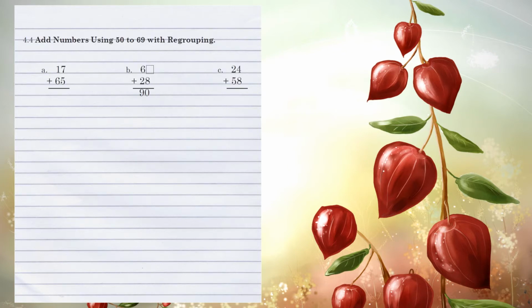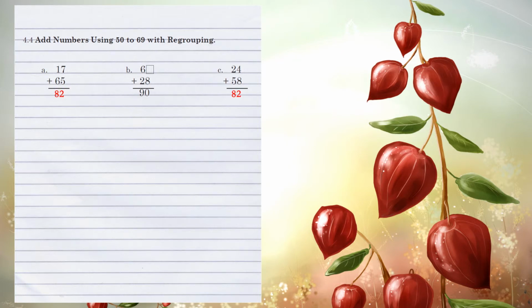Unit 4.1. Add numbers using 50 to 69 with regrouping. Let's look at example A. Start off in the ones column. 7 plus 5 is 12. Write down the 2, carry the 1. In the tens column, 1 plus 1 is 2, plus 6 is 8 for an answer of 82.